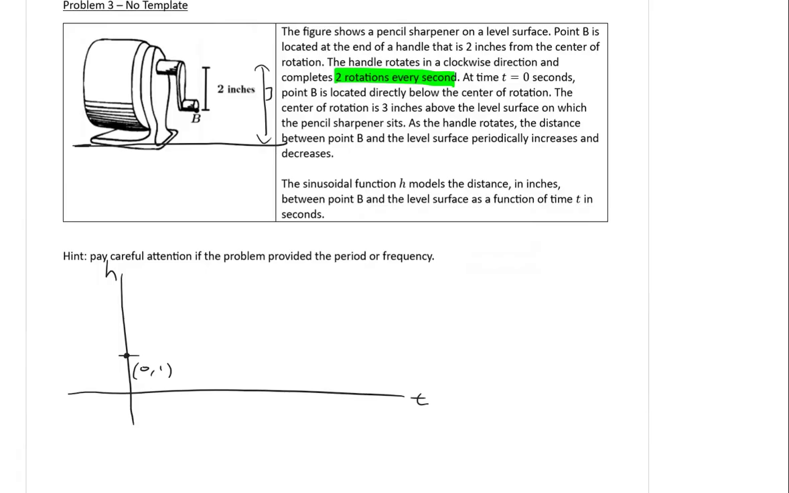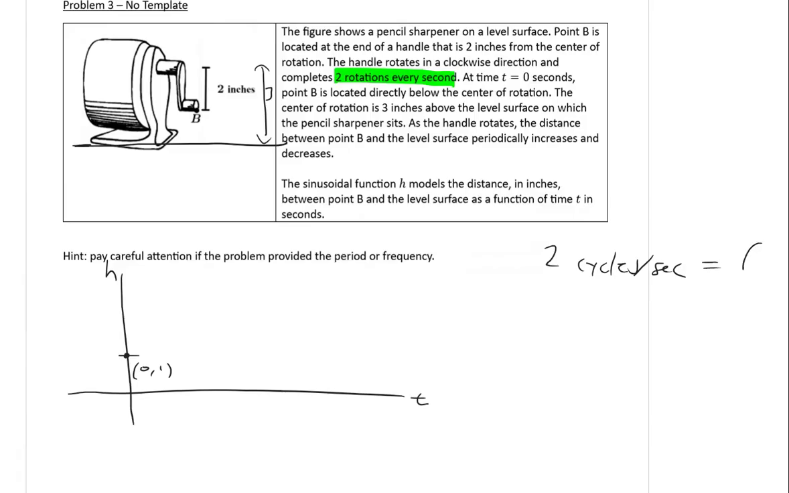And the handle rotates in the clockwise direction and completes 2 rotations every second. So these are my hints. Pay careful attention to whether the problem provided the period or frequency. Is this period or frequency? This is frequency. 2 rotations, or 2 cycles, per second. This is frequency. So this one's easy. How long does it take for 1 cycle? It would be 1 cycle in half a second.